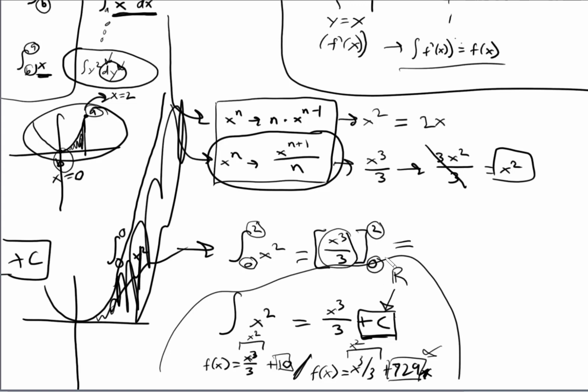And how do you evaluate this? Well, you just plug it in. So this becomes 2 cubed over 3 minus 0 cubed over 3. So you're going to plug in the upper bound first, and then you're going to plug in the lower bound. And you can just plug those in mathematically and solve for this. And what do you get? Well, the second term becomes 0. 2 cubed is 8, and you get 8/3. So in other words, the area under the curve from 0 to 2 of x squared is equal to 8/3.